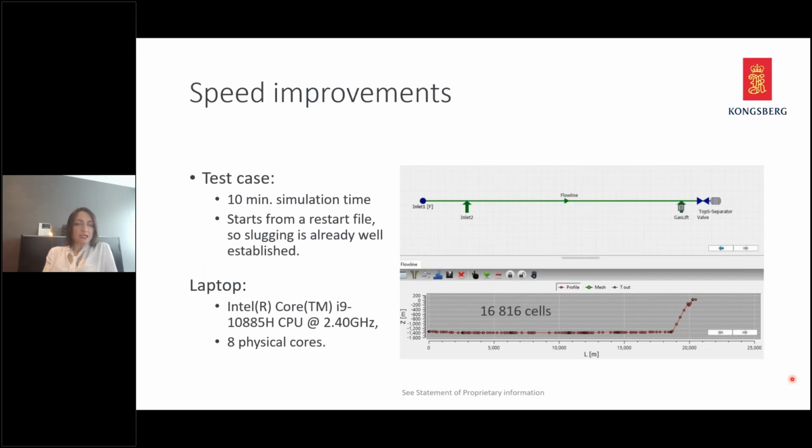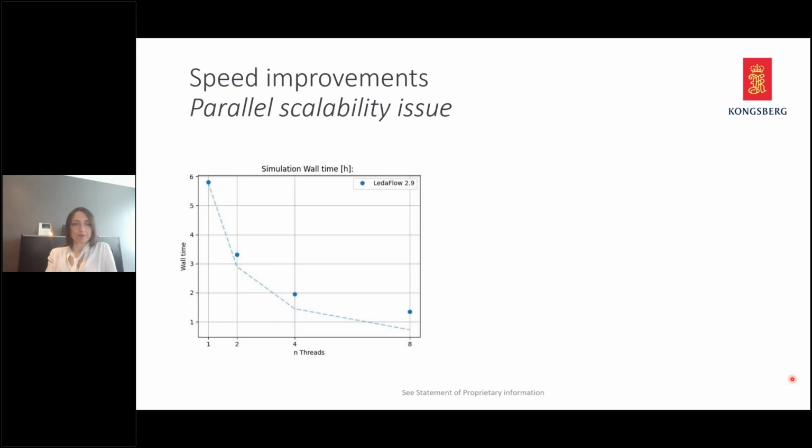And to demonstrate this, I'm going to take a test case here. As you can see, it's a test case that is run for 10 minutes. It represents a flow line of 20 kilometers, and it includes an end node separator. The flow line is discretized with 16,816 cells. And the case is initialized with a restart file so that slugging is already well established. You have here also the description of the laptop that is used for this specific test.